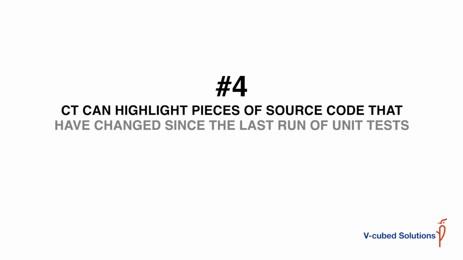Additionally, CT will highlight pieces of source code that have changed since the last run of unit tests, which helps to track results over time and monitor changes in code quality. So for example, from a previous discussion that we had done on the Boeing 737 MAX 8, if they had this feature, it would have been clear that code had been added and no unit tests had been written for it. And this could have resulted in lives saved.